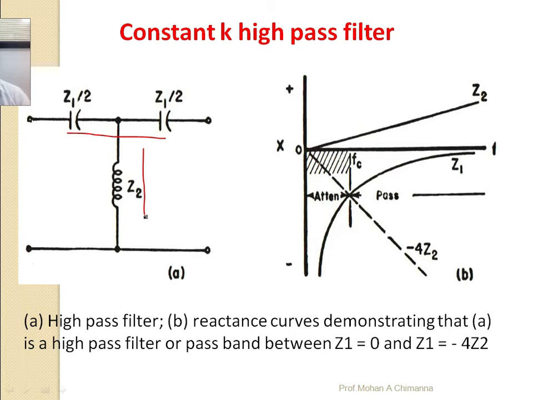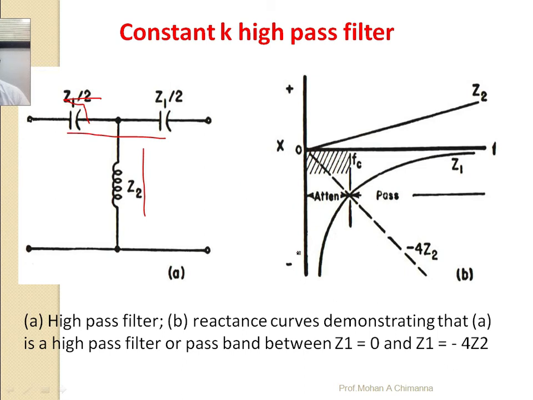As per the basic fundamental concept of the filter, in the high pass filter only frequencies above the cutoff frequency pass through, and below the cutoff frequency they are attenuated. This is the basic function of the high pass filter. So this is the constant K high pass filter, where Z1 by 2 and Z1 by 2 act as the series arm impedance and Z2 acts as the shunt arm impedance.